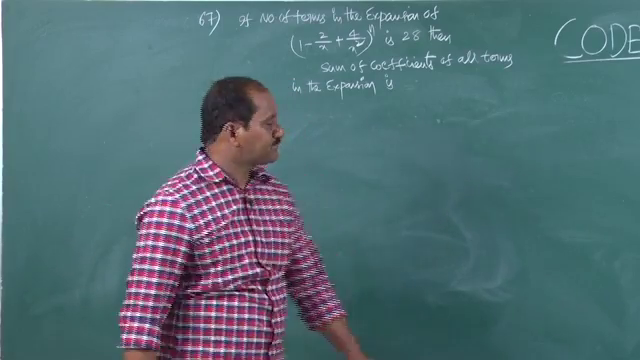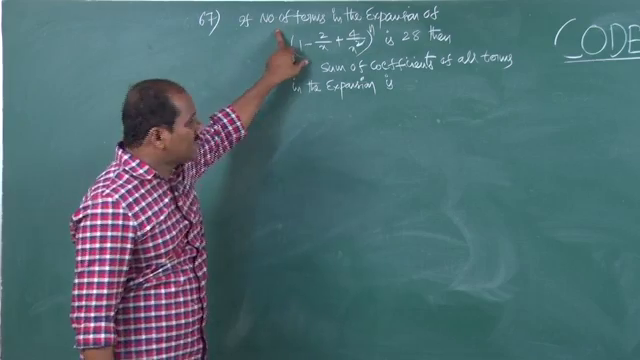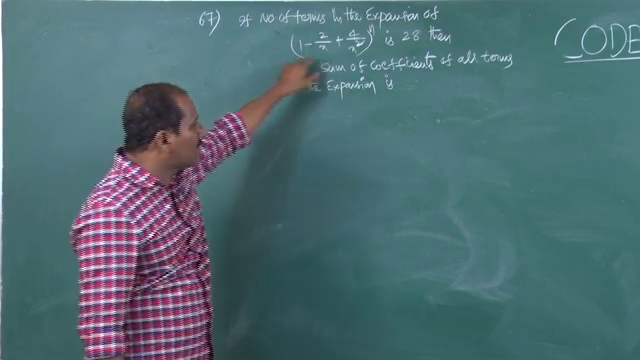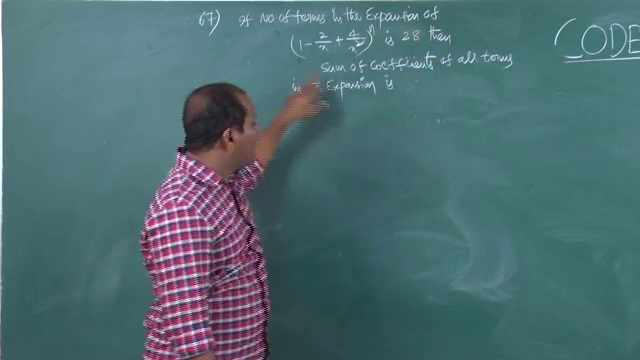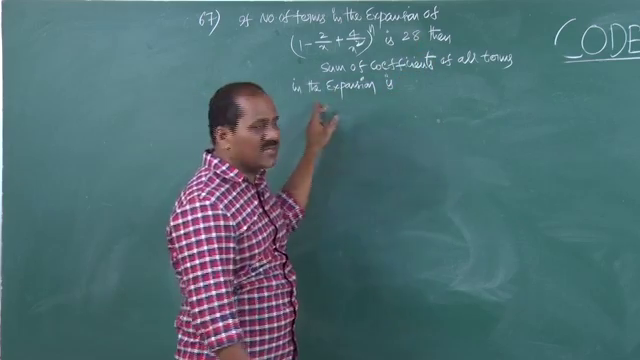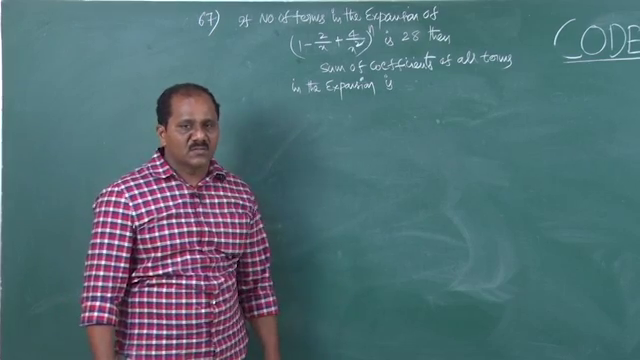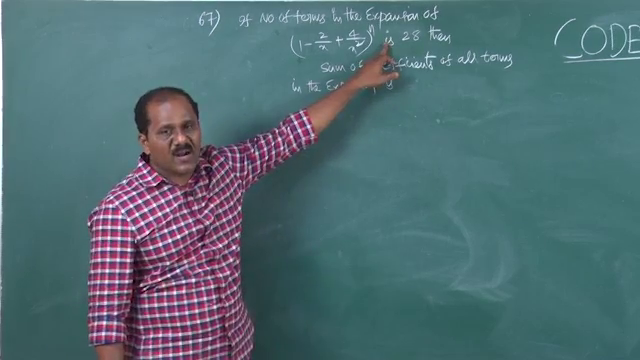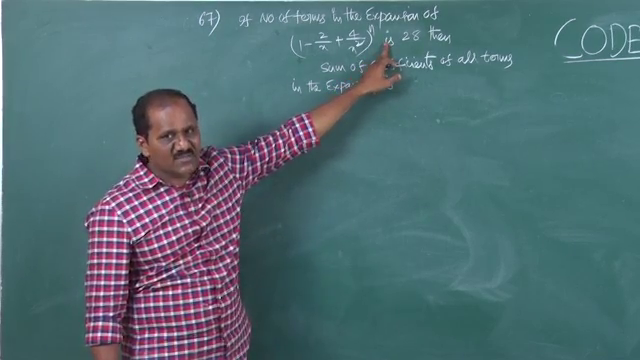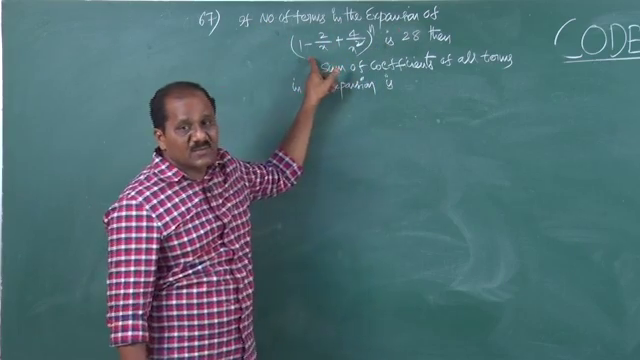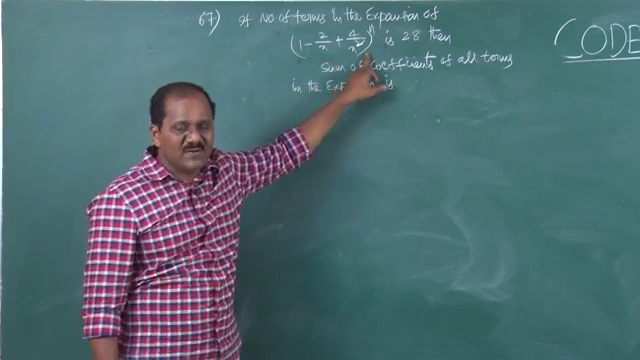Next question: the number of terms in the expansion of (1 - 2/x + 4/x square) whole power n is 28, then find the sum of coefficients of all terms in the expansion. One way, this problem is wrong according to the given information, because to find the number of terms in the expansion, here only one variable is given.